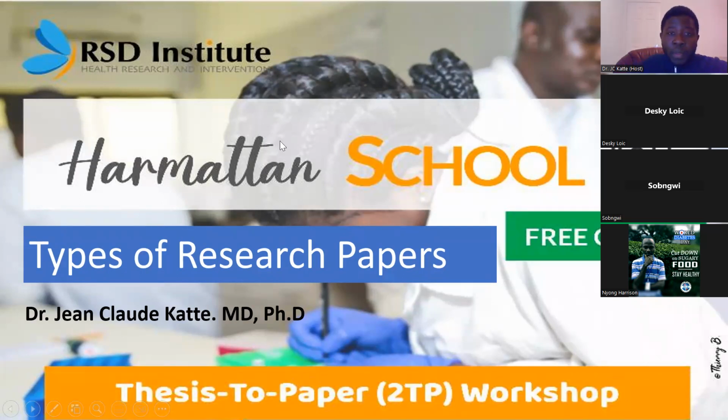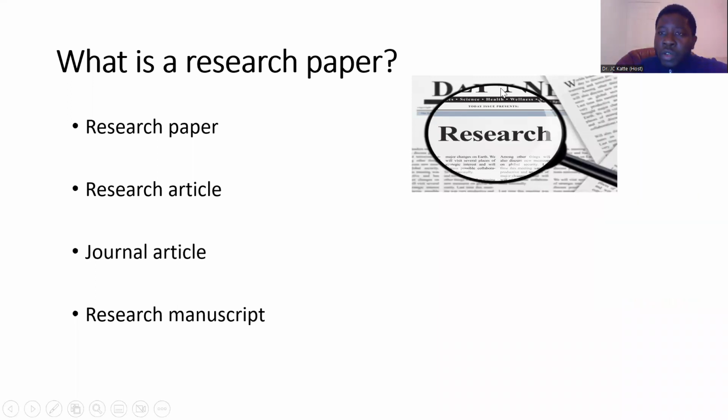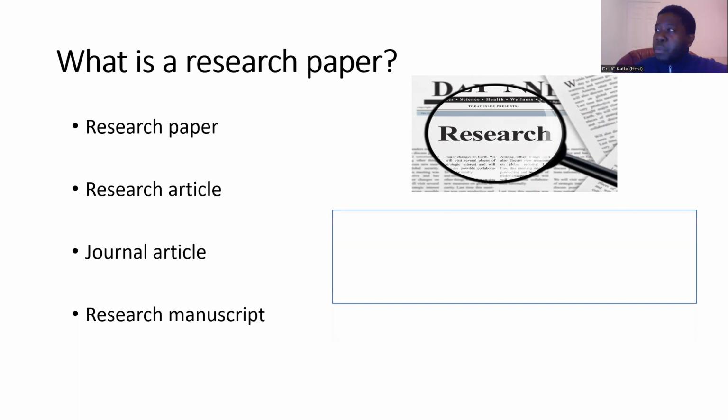So, I mean, we are not going to labor around the bush. We're going to really delve straight into the matter. So, a research paper can also be called a research article, journal article, research manuscript. Those are different terminologies that you would find in the literature and in the scientific world to actually mean the same thing. But in fact, what is a research paper?